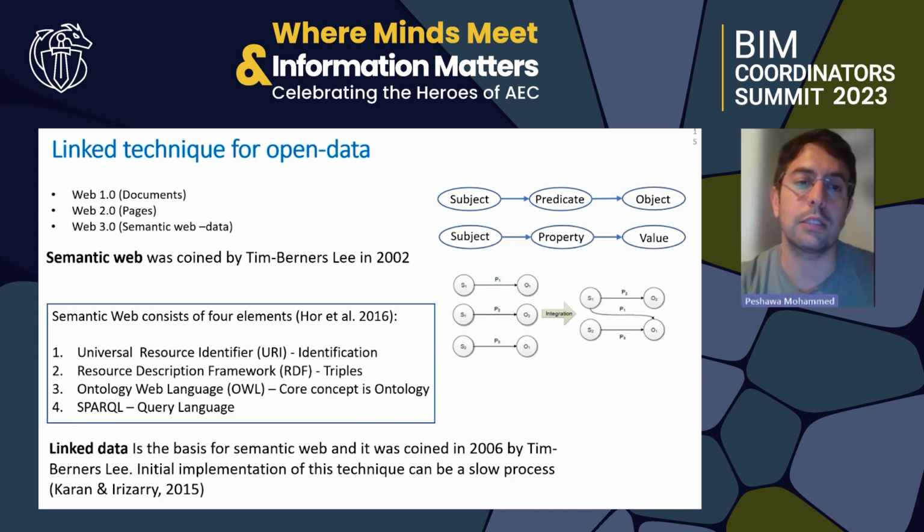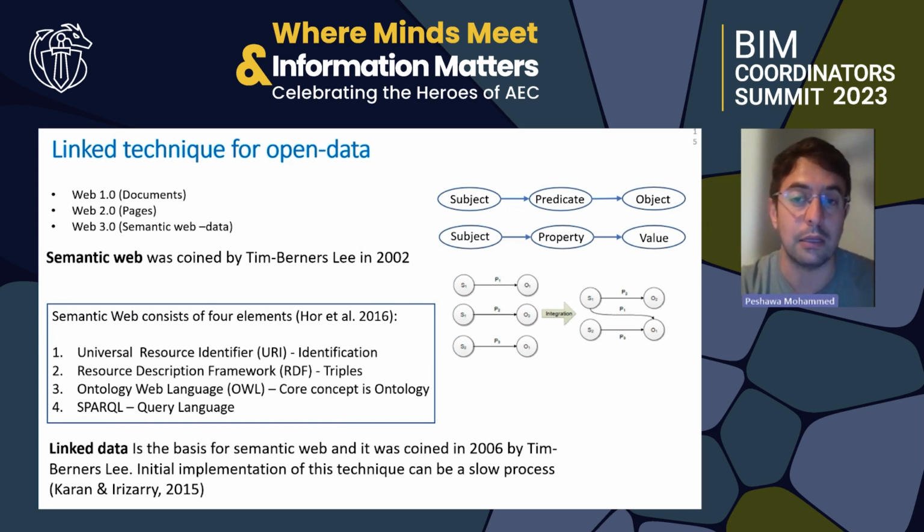The semantic web was coined by Tim Berners-Lee in 2002, and it consists of four main elements. The first one is Universal Resource Identifier, URI. It means every object in our model must have a unique global identifier. Then we must have a Resource Description Framework, RDF, or triples. So you can see at the right, we have this graph depicting the subject, predicate, and object.